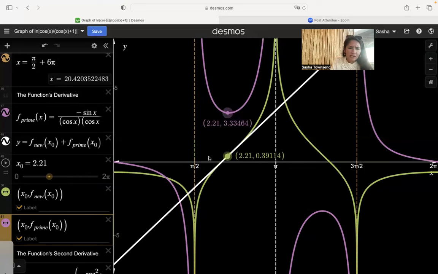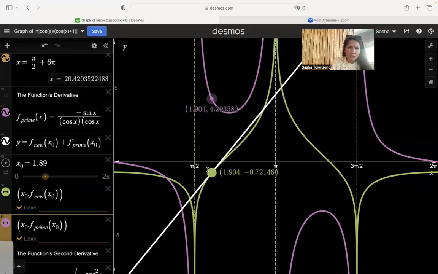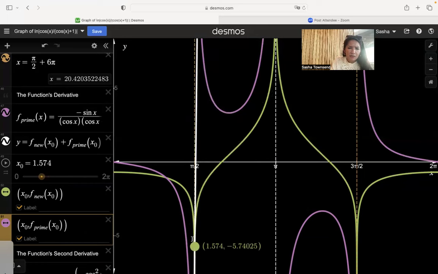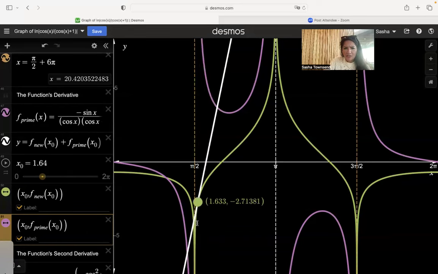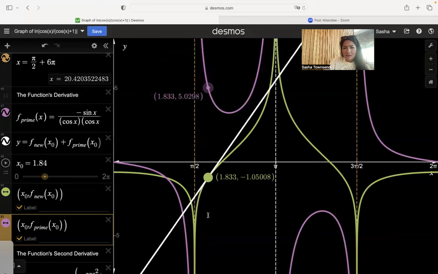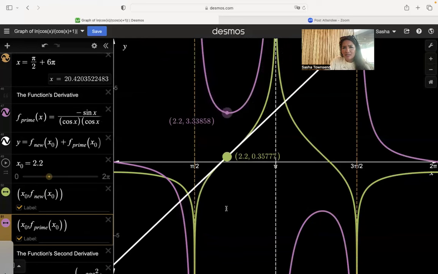Actually, let's let x go from pi over 2 to pi now. So as I let my x value increase from pi over 2 to pi, see how steep that line is? And it definitely has a positive slope, right? Because it rises as you go from left to right. It rises in a very, very steep way. But as our x value increases, the line still has a positive slope, but it becomes less steep until we get about right there to the minimum value of that derivative.